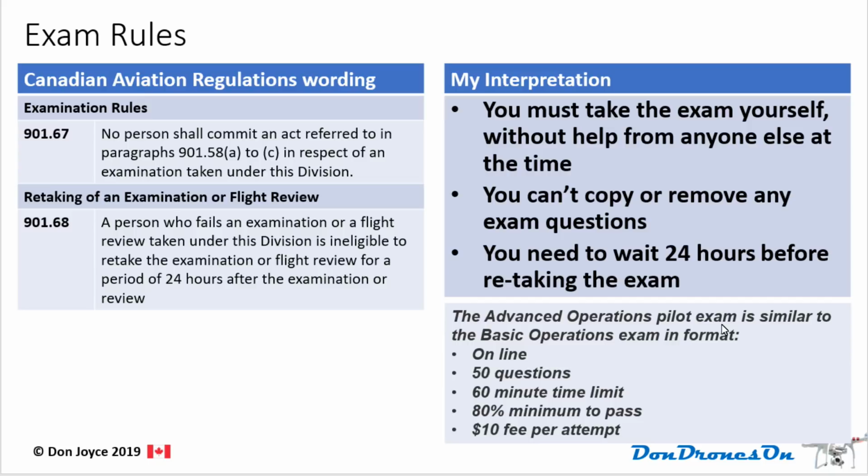Which is number one of the two key requirements. First of all, it's exactly the same as the basic exam in terms of the regulations around this. In fact, 90167, the examination rules for advanced operations, refers back to 90158, which is the basic exam rules as well. Pretty straightforward. You must take the exam yourself without help from anyone else at the time. You can't copy or remove any of the exam questions, and if you fail, you need to wait 24 hours before retaking the exam. Every time you retake the exam, there's a $10 fee.